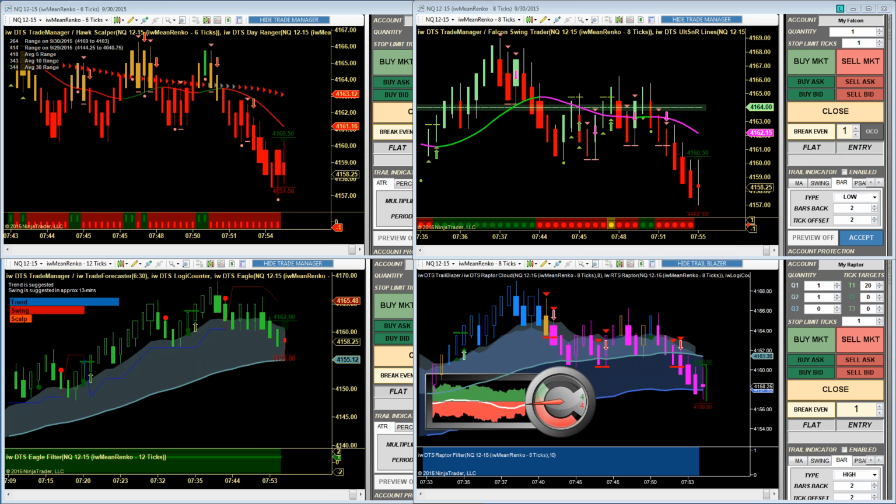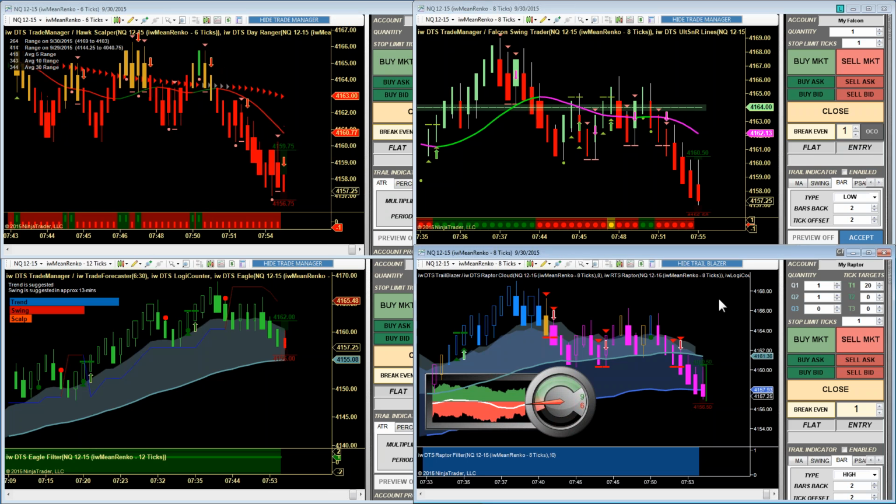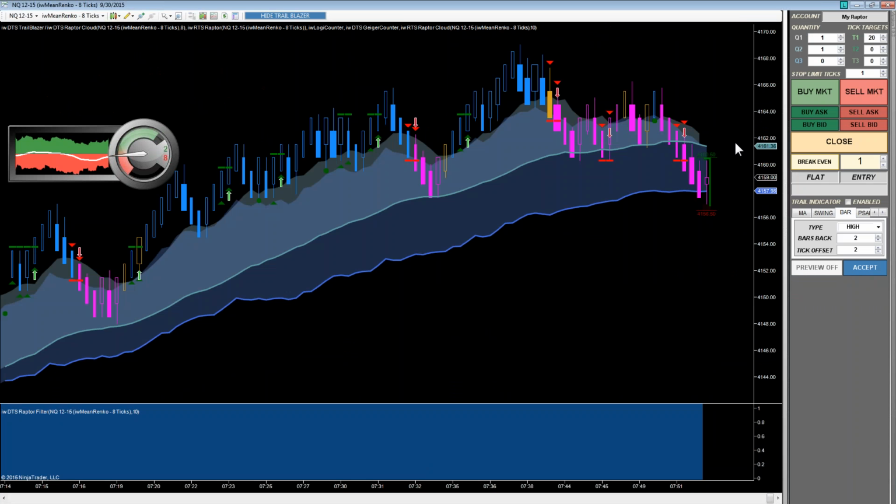Craig, yes, quick question here from Craig. Craig's asking about the Trailblazer. Now, the Trailblazer, I only have it here on the Raptor. You can actually use this on any tool, so you can use it on the Hawk or the Falcon or the Eagle. This is just the way I have them arranged. Craig's asking, so the Trailblazer is a one-click entry system. Yes, it is. Let me show you here.